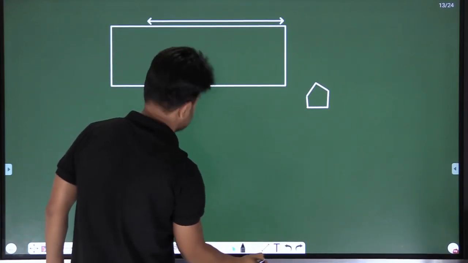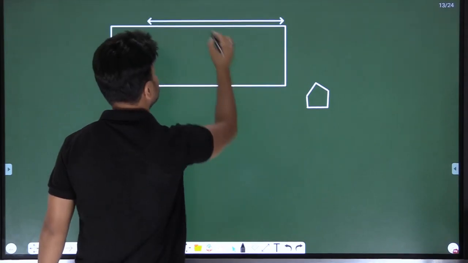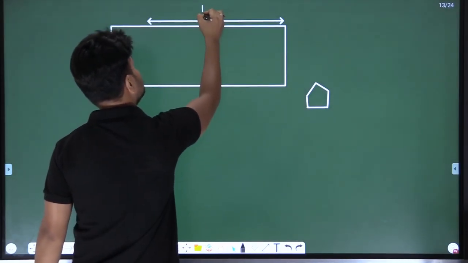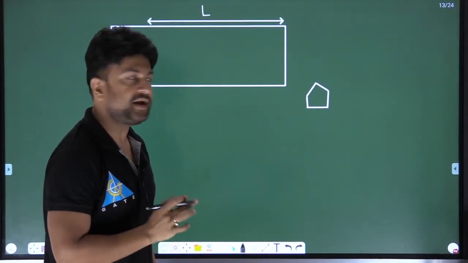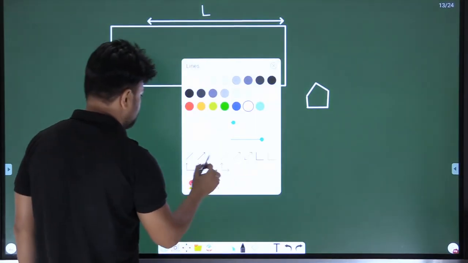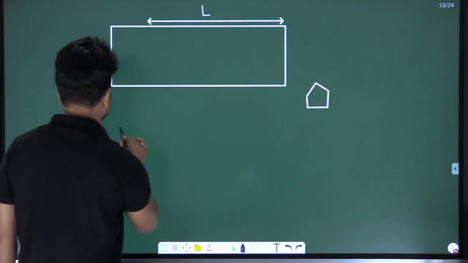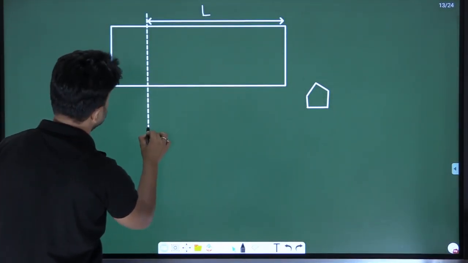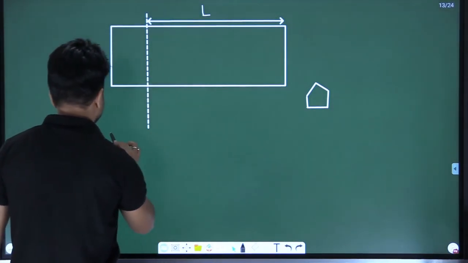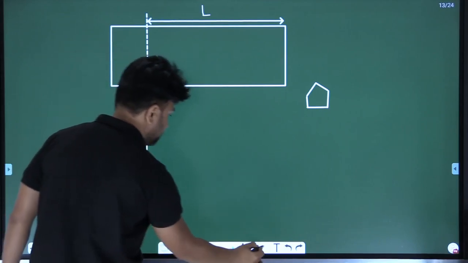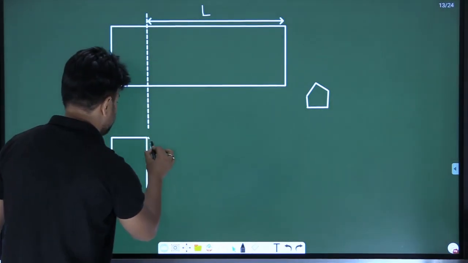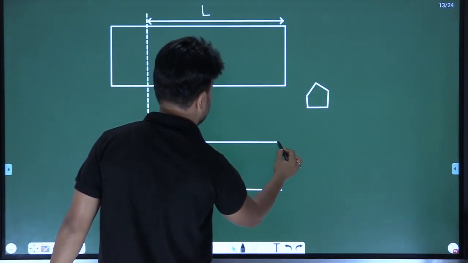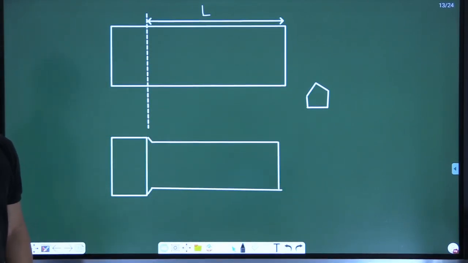This is my machining length, the desired length which I want to turn, right? Let me draw a proper diagram so that you will visualize the thing. After turning, I am going to draw the diagram. After turning, I will get this much.